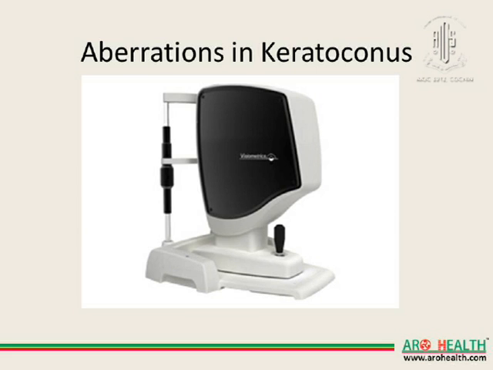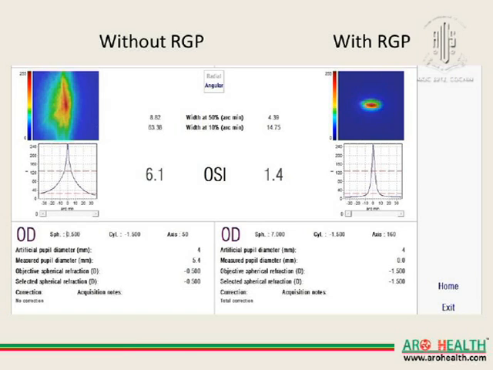So what happens once you put in a contact lens? This is a patient without a contact lens, and you see the scatter. The scatter is measured by the OSI, the optical scatter index. The optical scatter index measures how much a point of light entering a visual system gets scattered. In keratoconus, this point of light is getting so much scattered. You put in an RGP, and this point becomes a little more like a point source.